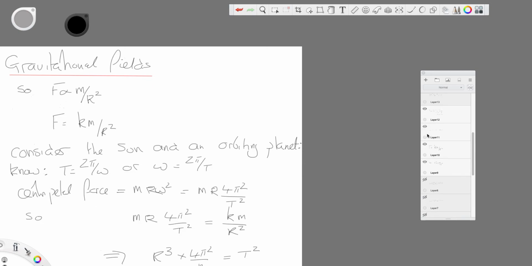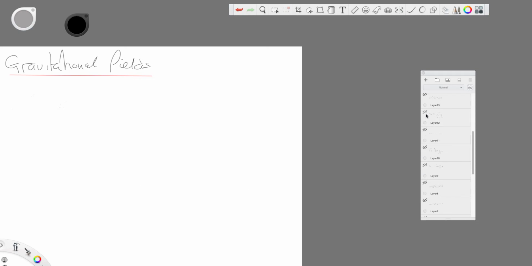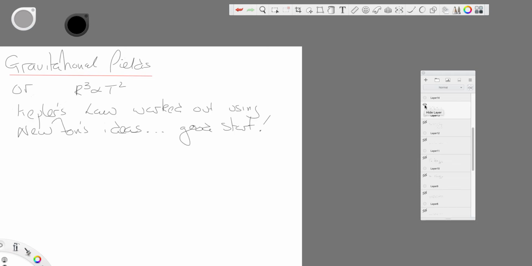So r³ is proportional to T², and that's what Kepler said. So here's the significance of that. Newton, using his own ideas, has come up with the same relationship as Kepler's law. That's a pretty good start to your theory of gravitation.